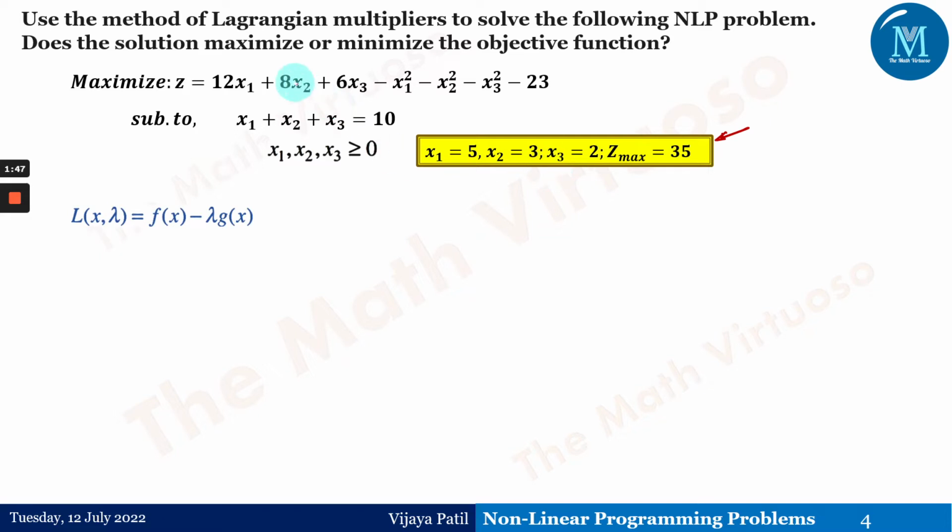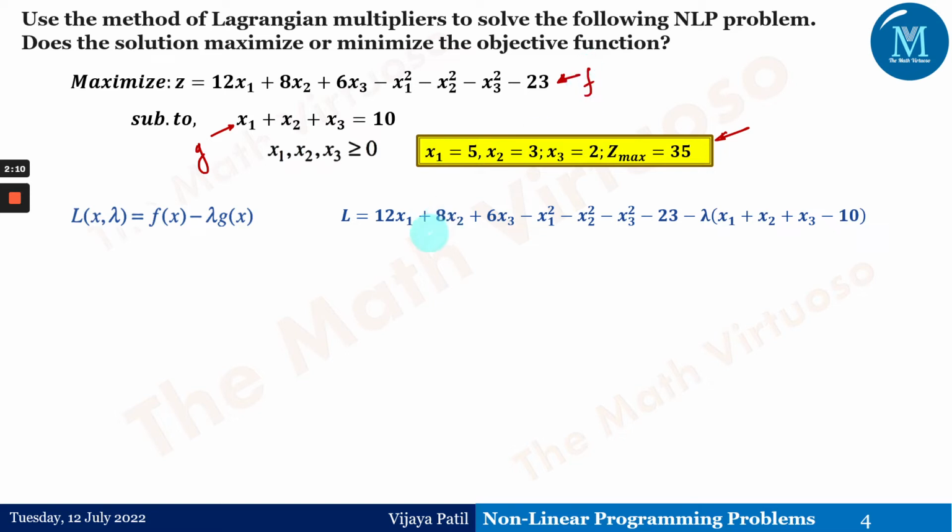Now in this Lagrangian method, the same method which we have already done, we define the Lagrangian, that is L of x comma lambda, which equals f of x minus lambda times g of x. Here g of x is nothing but the constraint, and f is the optimization function. We have defined lambda, which is known as the Lagrangian multiplier. So 12x1 is part of f of x, and minus lambda times the constraint is the part of g of x. This is the L we have written.